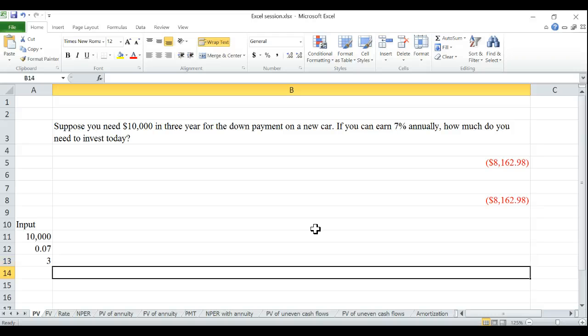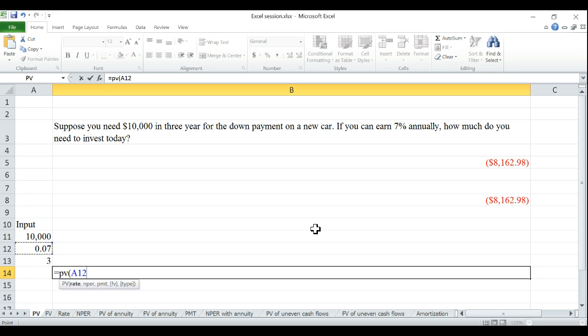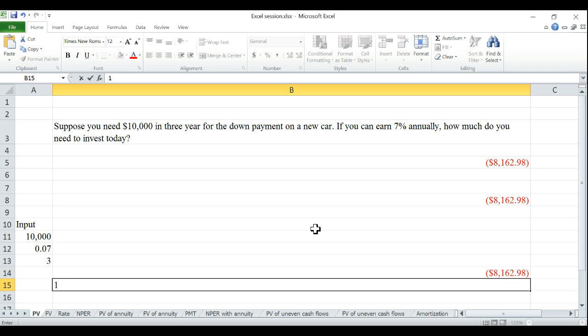So now when we are solving for present value, instead of writing the values in the formula, we can point it to a cell. So I can say my rate comes from cell A12. My number of periods are in cell A13. There is no payment, and my future value comes from A11. And the parentheses, enter, and we'll get the answer as that.